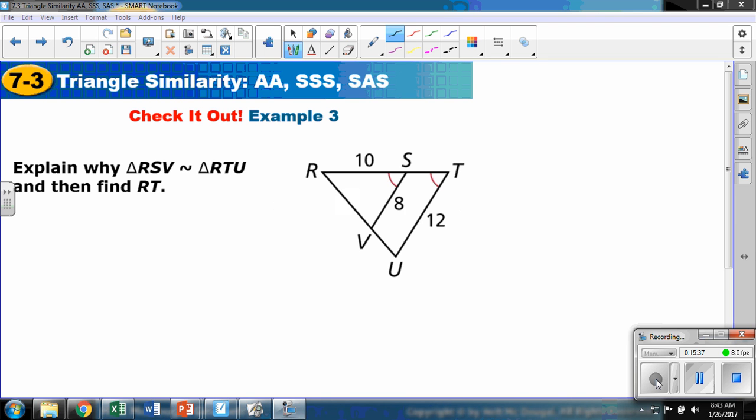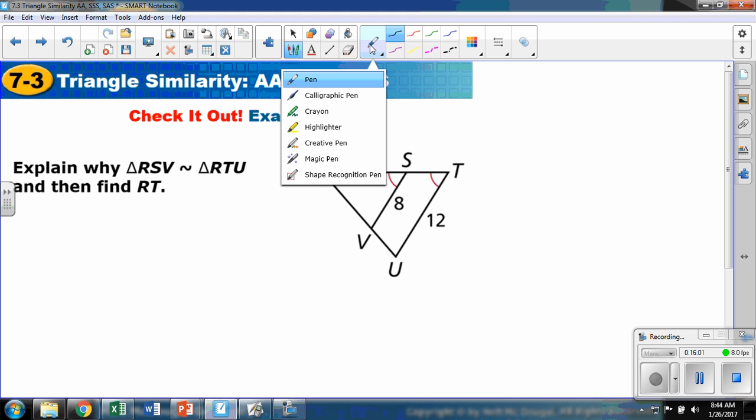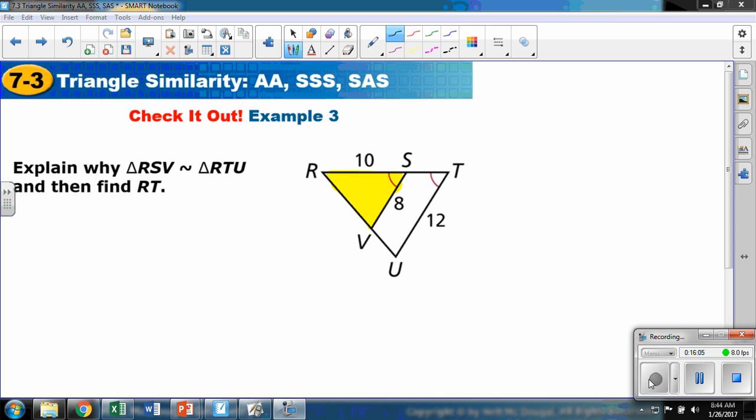All right, slightly more complex picture. Why would we have triangle RSV similar to triangle RTU? First of all, where are they? I want to make sure that we can see which triangles we're talking about. And I'm going to use a highlighter here. All right, we've got our two triangles, the one in the yellow and the overall big triangle. Why are they similar?